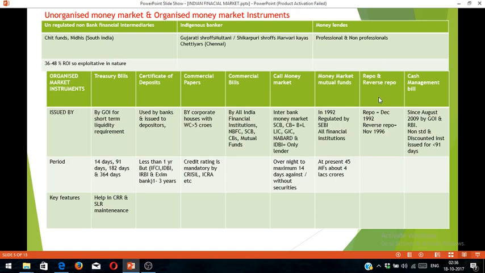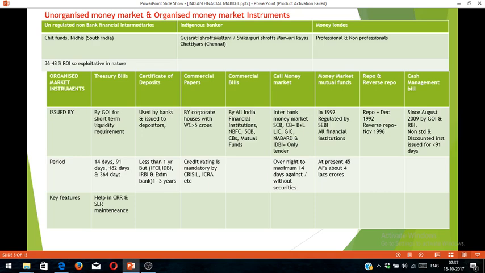Then we are talking about repo and reverse repo. The repo concept arose in December 1992 and reverse repo in November 1996. What is repo? Suppose some bank is in need of funds, they can take the funds from RBI. The rate at which RBI charges interest on the funds given to a particular bank is called the repo rate. And sometimes banks also deposit funds with RBI. That rate is called the reverse repo rate.